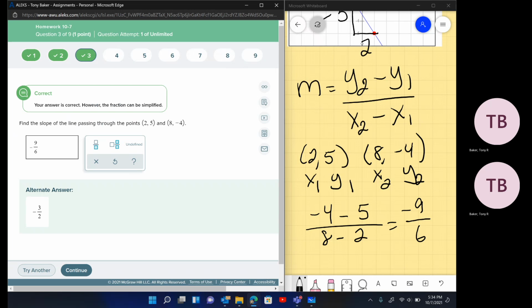And you can leave it just like that. Okay.